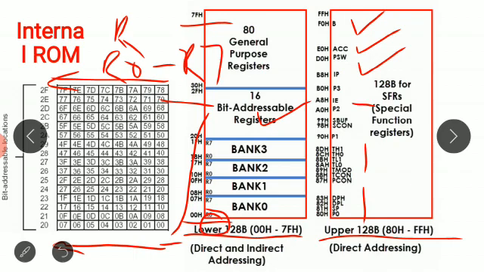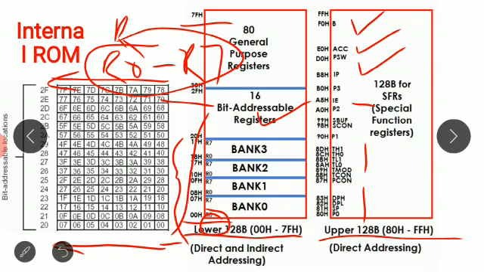So from 00h to 1Fh, this area has basically the general purpose registers in 4 banks: bank 0, bank 1, bank 2 and bank 3. And each of these banks has 8 general purpose registers from R0 to R7. Okay, so bank 0 has registers R0 to R7, bank 1 also has registers from R0 to R7, similarly bank 2 and bank 3.